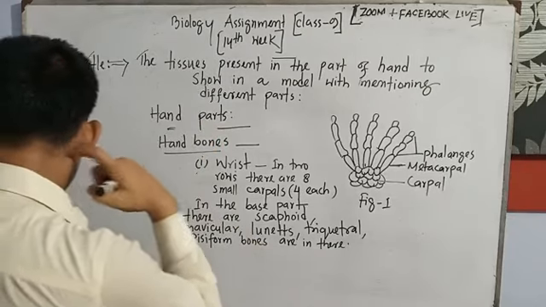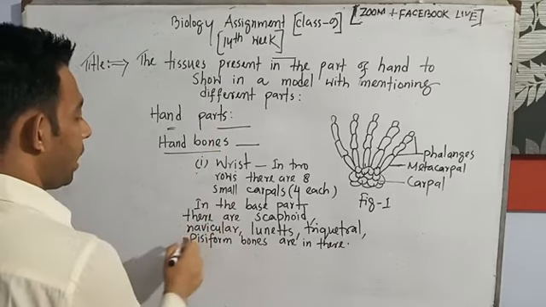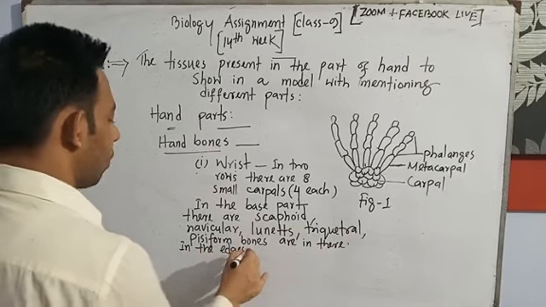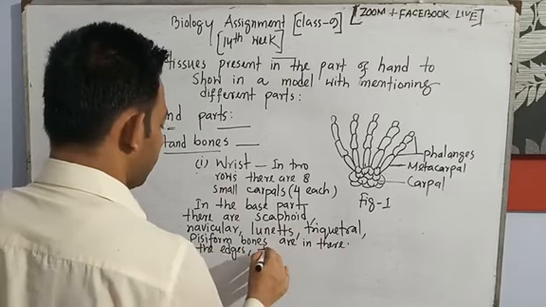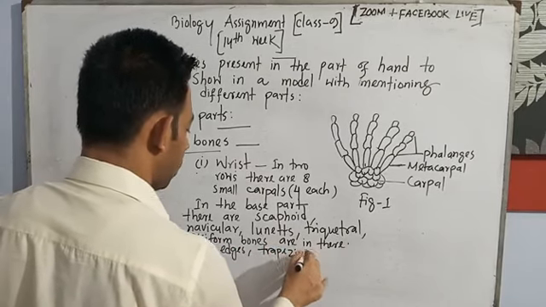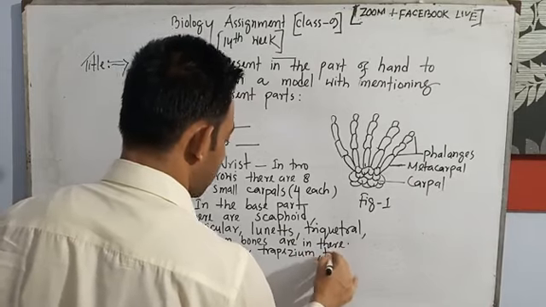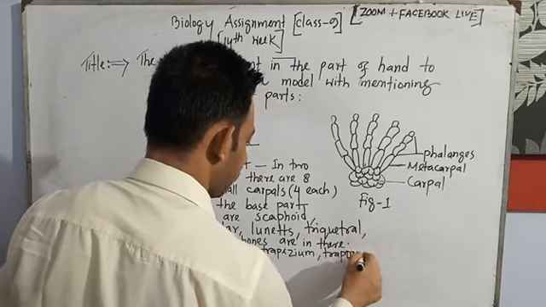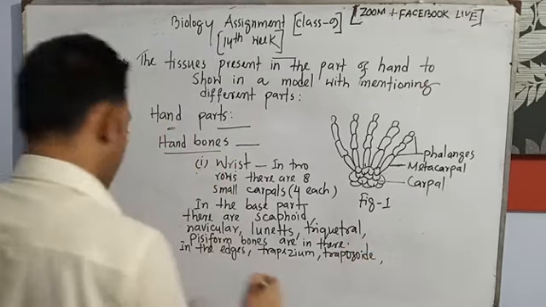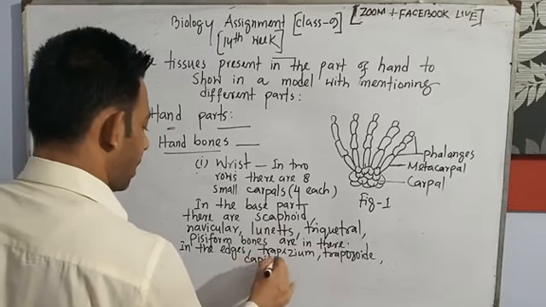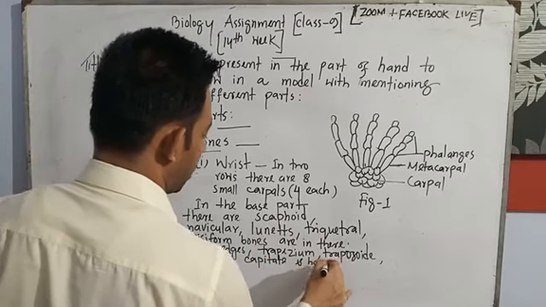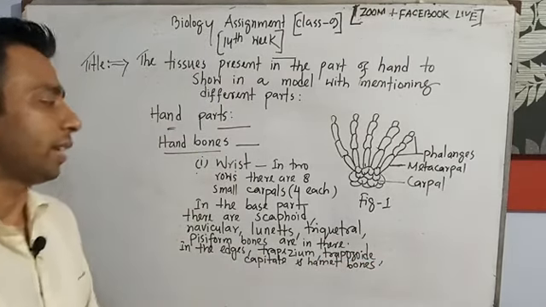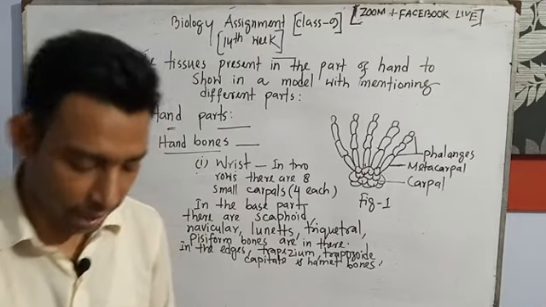Then in the upper position, trapezium, trapezoid, capitate and hamate bones are present. So, these are the hardest names we have got. Yes, I told you this is the hardest.